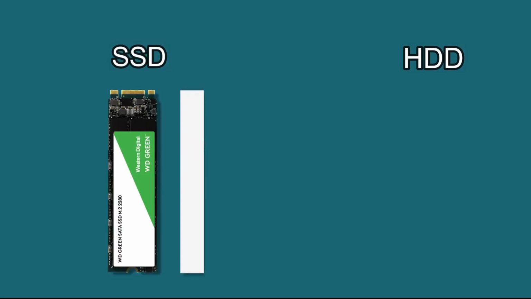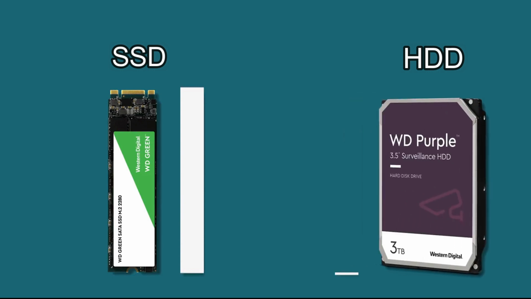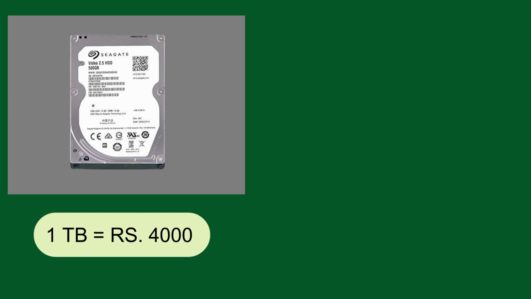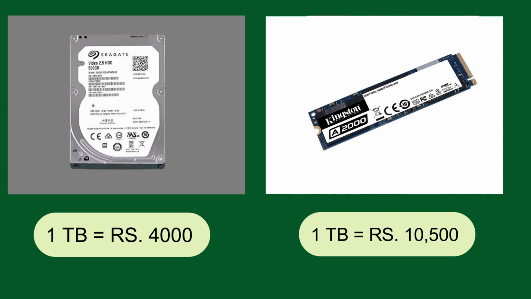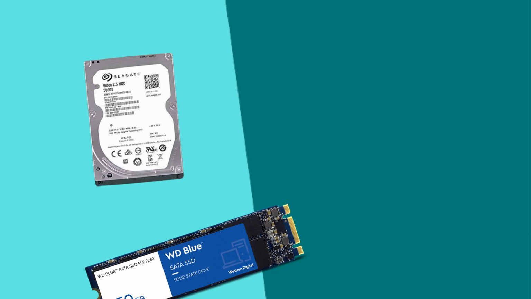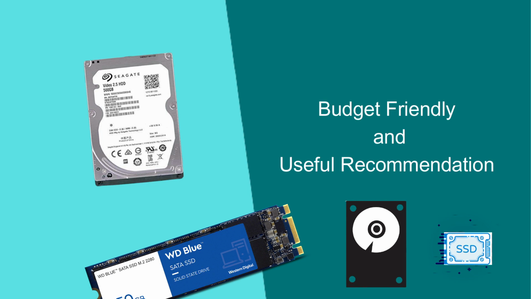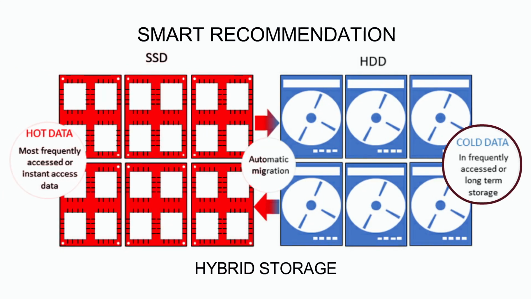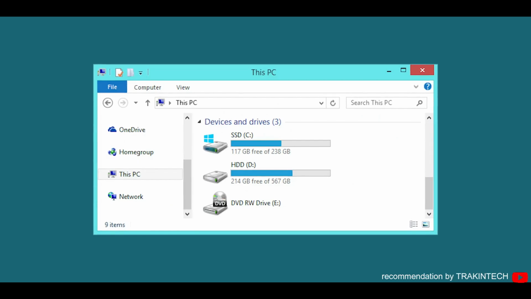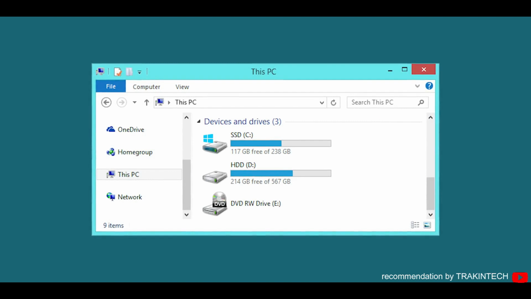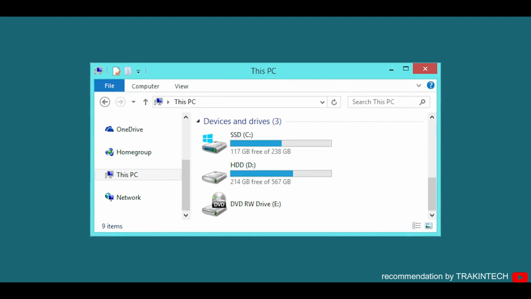the price of SSD in the market is way higher than a hard disk drive. Like the price of 1 TB HDD is nearly 4,000, whereas SSD is approximately 10,500. So the budget friendly and useful recommendation will be to use both. For storing, use a hard disk drive, and for running the applications and Windows, use SSD. The ideal combination would be a 256 GB SSD and an external hard disk drive of your own choice.